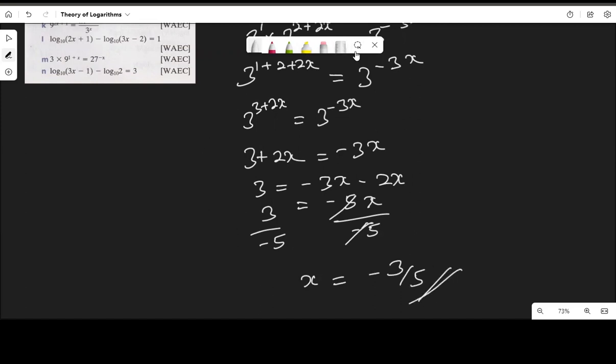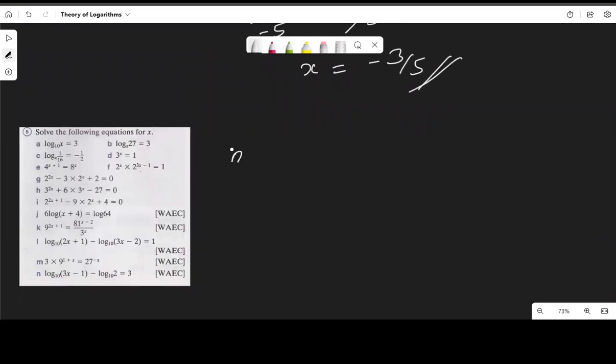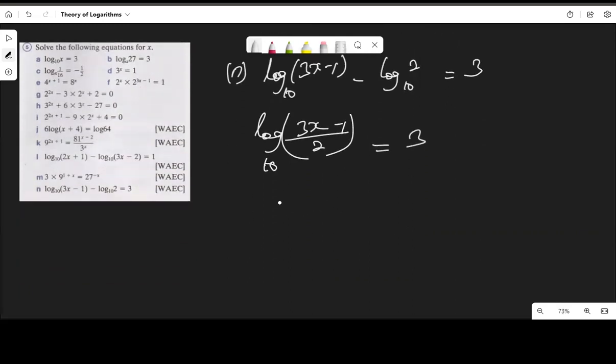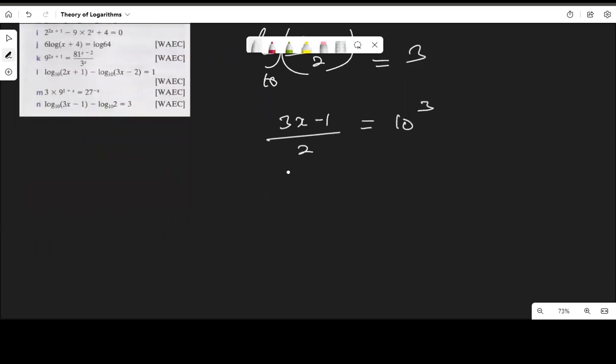And finally, the last question, which is N, says log 3x minus 1 to base 10 minus log 2 to base 10 equal to 3. If I apply one of the laws of logarithm, I'll have to divide this. So I'll have log 3x minus 1 over 2 to base 10 equal to 3, which when I convert this to index form, I will have 3x minus 1 over 2 equal to 10 to the power of 3, and that will give me 3x minus 1 over 2 equal to 10 to the power of 3 is 1,000. Cross multiply, 3x minus 1 is equal to 1,000 times 2.